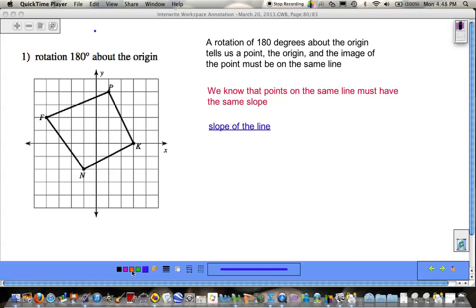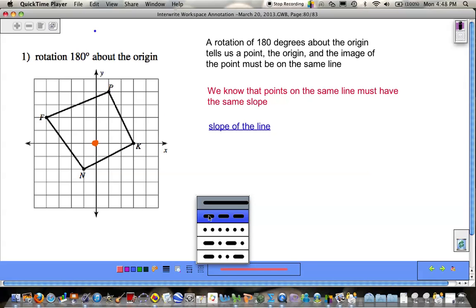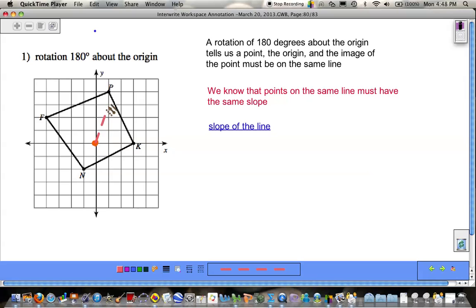Let's start by identifying our origin and drawing a line between the origin and point P. I'm just going to draw a segment right here. I'm using a dotted line between the origin and point P. I'd like to find the slope of that segment from the origin, which I'm calling point O, to point P. The slope would be rise 1, 2, 3, 4, run 1. So the slope would be positive 4 over 1. It's a positive slope because the line is going up and to the right.